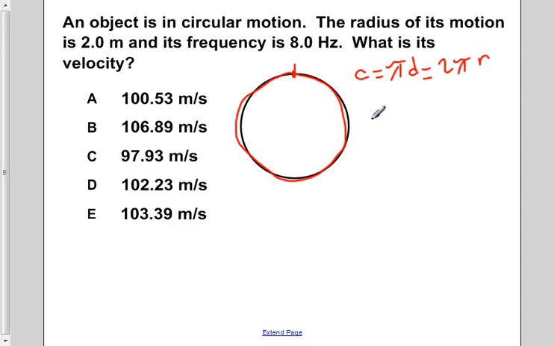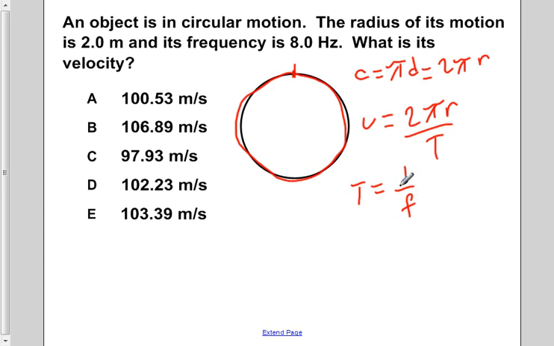Now, we know that the distance we have traveled for one revolution is 2 pi r. To find the velocity, we would divide it by the total time it takes to do so. The total time to make one revolution is given by the period. So our time is the period, and the velocity is equal to 2 pi r divided by the period. We remember from before that the period is equal to 1 over the frequency.